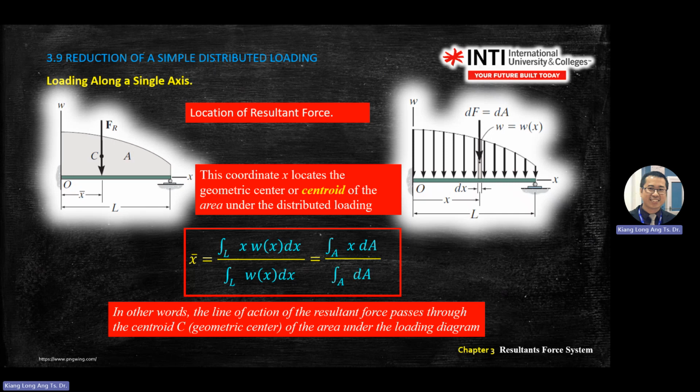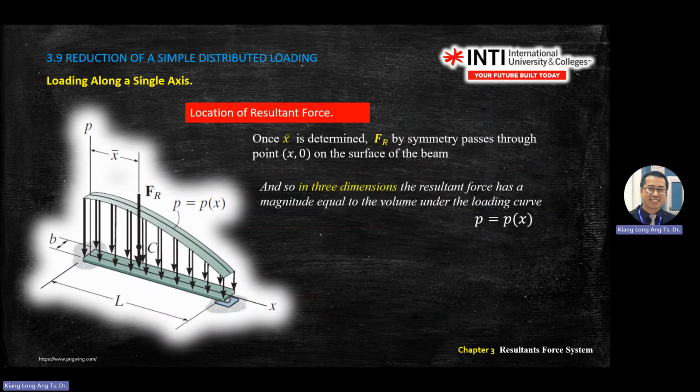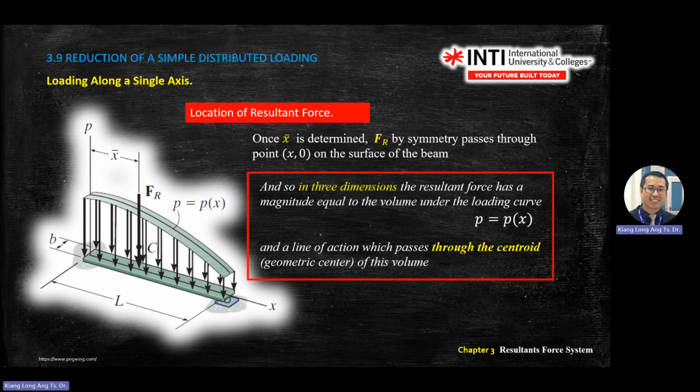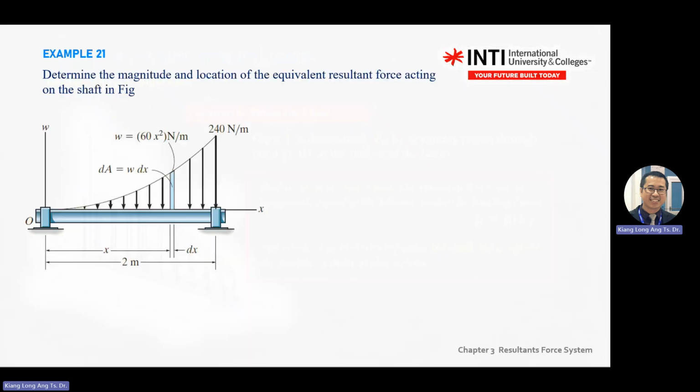Okay, so if you remember, in linear form, the location of the x bar will equal the integration of x dA, the small component of x times the area under the graph. Okay, in three-dimensional, you just walk through it. It's the same thing. Now, for example, this one, example 21: determine the magnitude of the resultant.